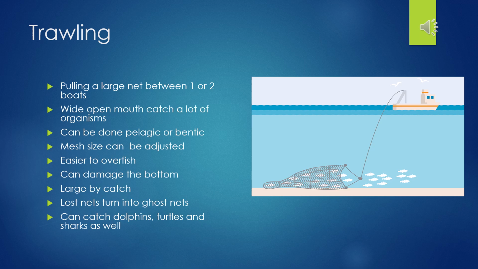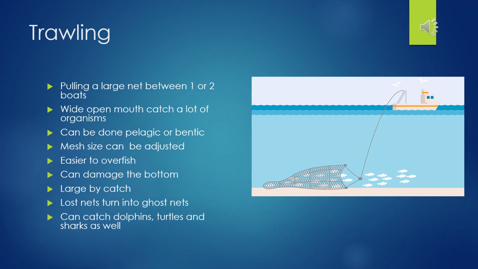Mesh size can be adjusted, so in theory, smaller fish could escape. But with this method of fishing, it's quite easy to overfish, catching a lot of fish at one time, and when it's done at the bottom, it can do a lot of damage to the seabed. There can be a large bycatch. You catch organisms you don't want to catch.